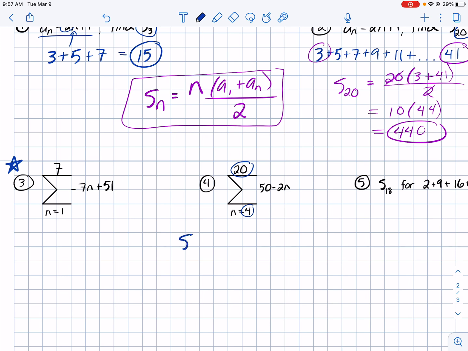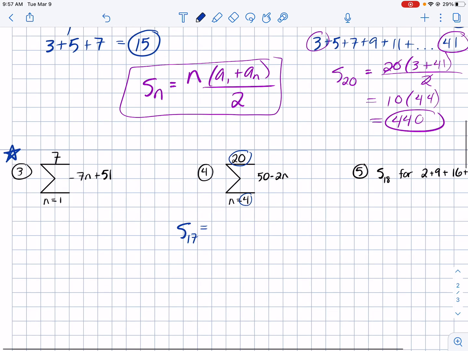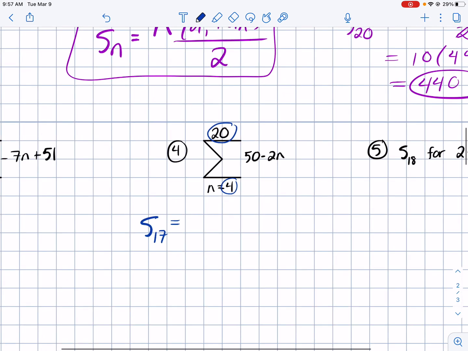So it's the sum of 17 terms, right? N stands for the number of terms, okay? Remember, number of terms is the upper limit minus, we talked about this last lesson, upper minus lower limit plus 1. Don't forget that plus 1. So it's 17 terms for this series.